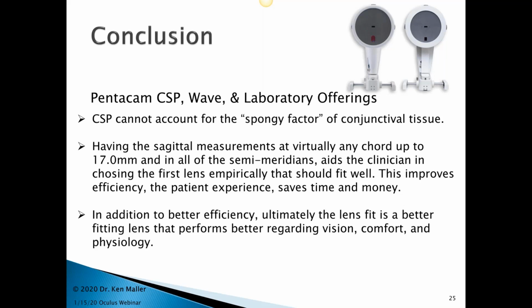Okay, having the sagittal measurements at any chord given, up to the 7 to 17 millimeter range in all those semi-meridians, really allows you to empirically pick a lens much more appropriately, which saves, obviously, time in the office, but it also gives the patient a much better experience because you can get a lens on them that's very, very close right from the outset.